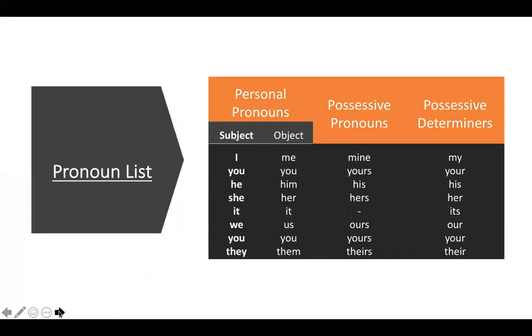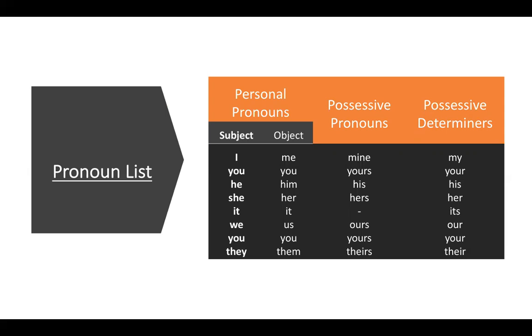Moving the PowerPoint along. So the pronoun list from yesterday: possessive pronouns, possessive determiners. Remember, the pronoun replaces the noun, but the possessive determiner tells you who owns that, but you have to have the noun next to it. So it's my car, your book, his bed. But you could say that book is mine, so that would be the pronoun. The determiner is that is my book, because the book is a noun and it's still there.